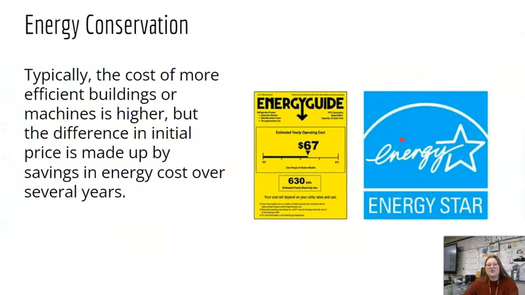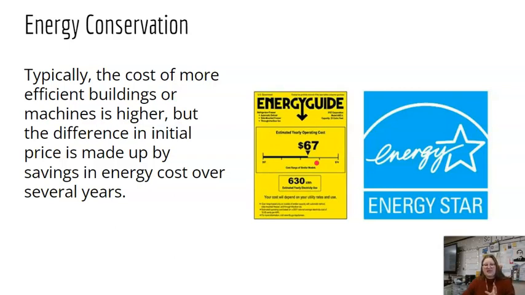So typically the cost of more efficient buildings and machines is higher, but the difference in initial price is made up by savings in energy costs over several years, especially if you are using that thing for many, many years. So if you've ever bought appliances or TVs or anything like that, a lot of the times they have this kind of yellow sticker on it that's an energy guide. And it says estimated yearly operating cost.